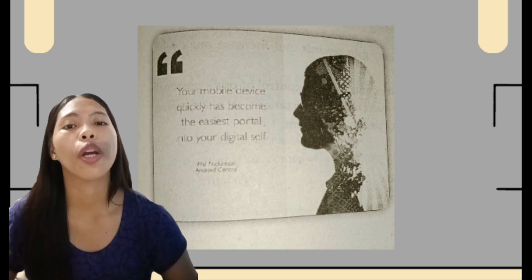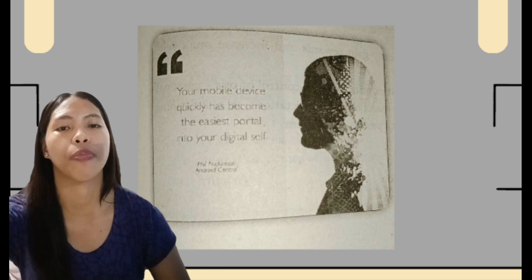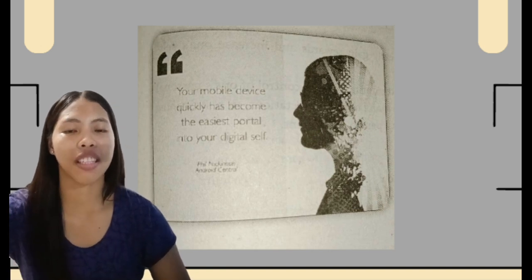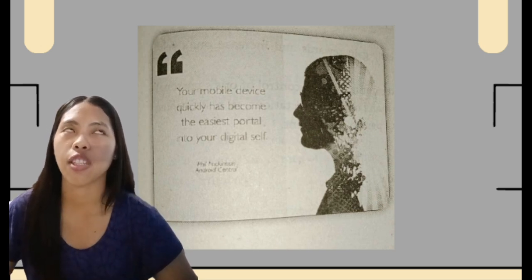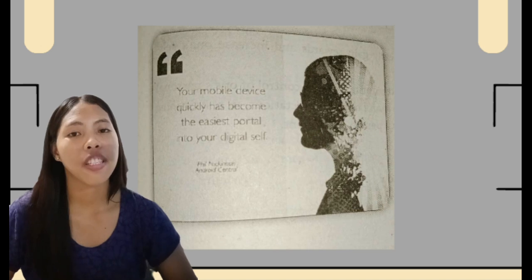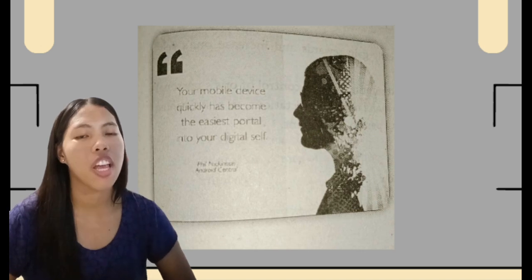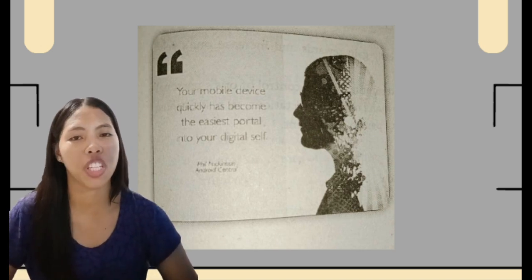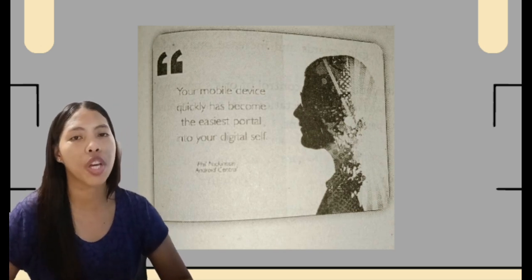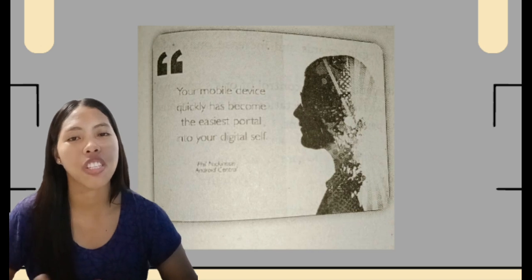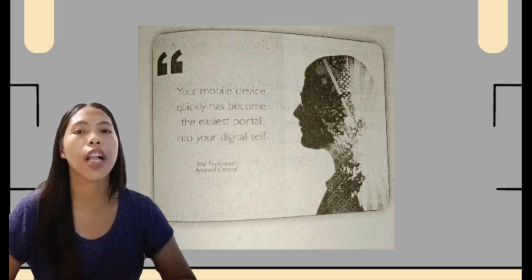So lastly, we have stickiness. So stickiness, we have here mobile device. The mobile device reminds us of something we use every day. And we have here quickly. So quickly suggests a fast change, making it feel important. And we have here also easiest portal. Easiest portal makes us think of a simple way to connect. And last, digital self refers to the online identity which feels personal and modern.